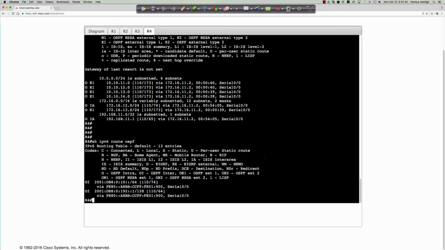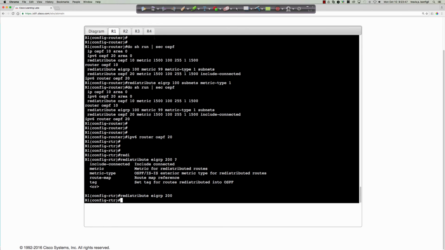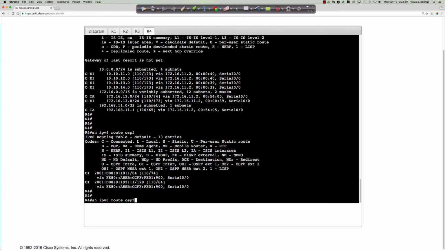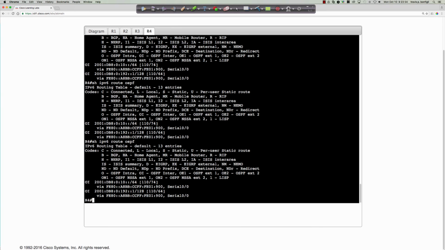So you can see we don't see a 13 here. So let me come up here and I'm going to do it without the include connected first. And then let's come back to router 4 and rerun that command. And I guess we're going to have to give it a second here.